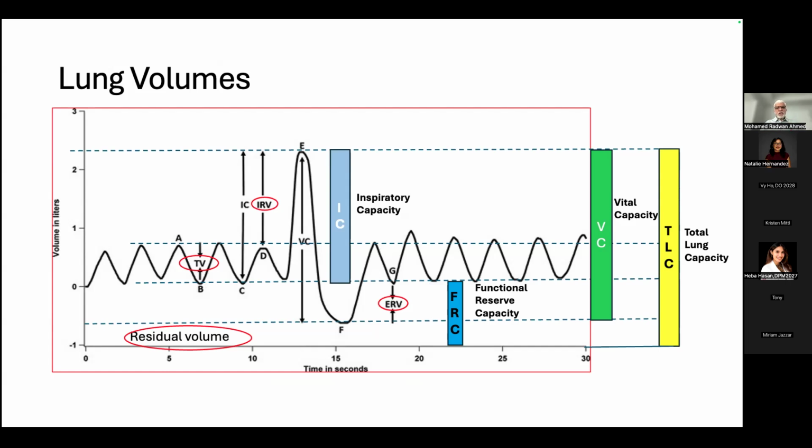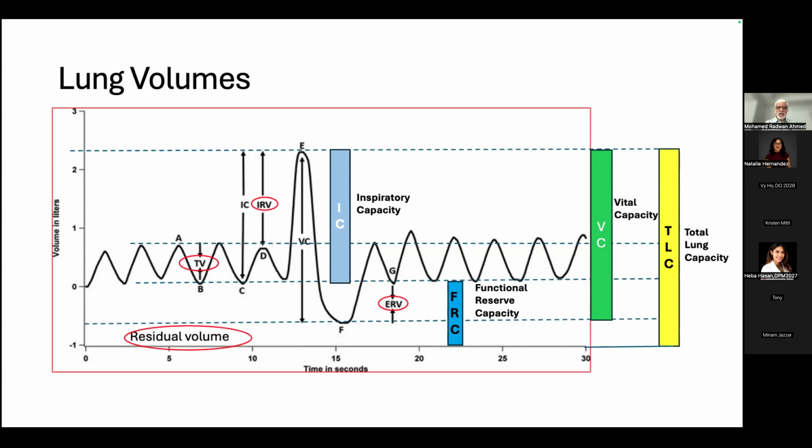Do you think if you exhale the air to your maximum, you expel all the air in the lung? Any idea? Any suggestions? No. You have the residual volume. All right, perfect.